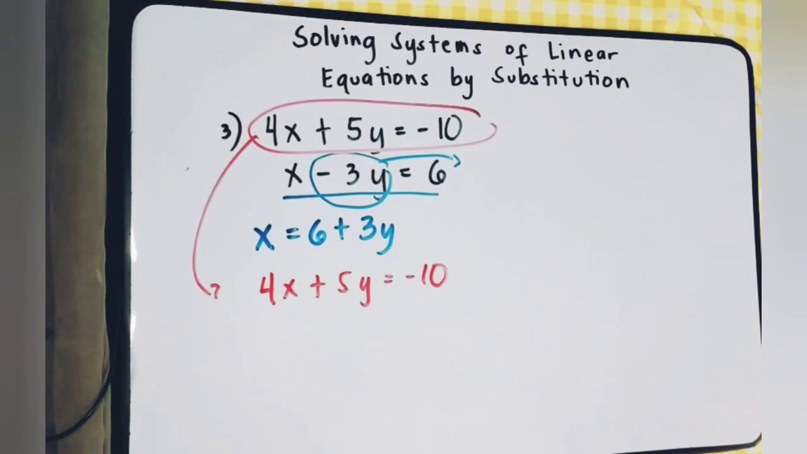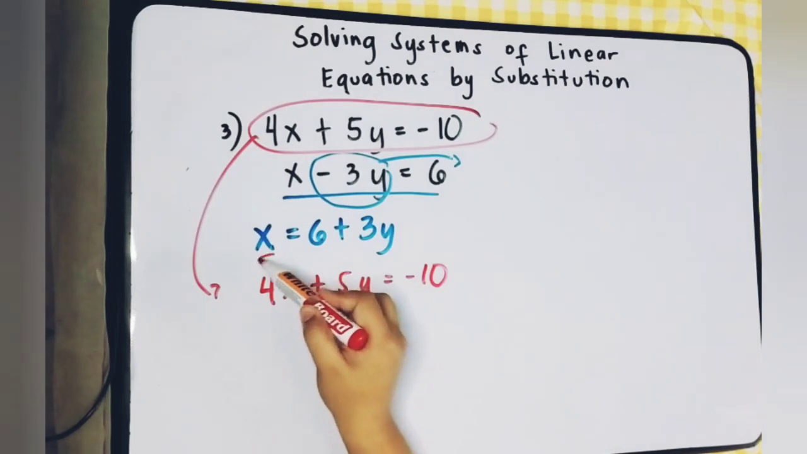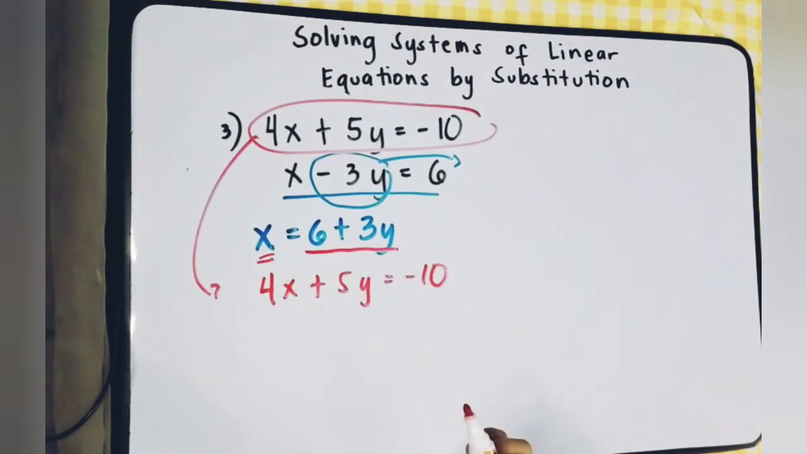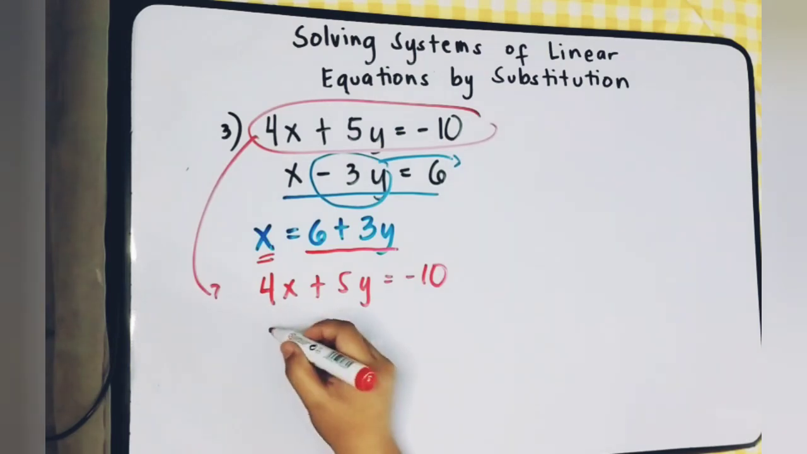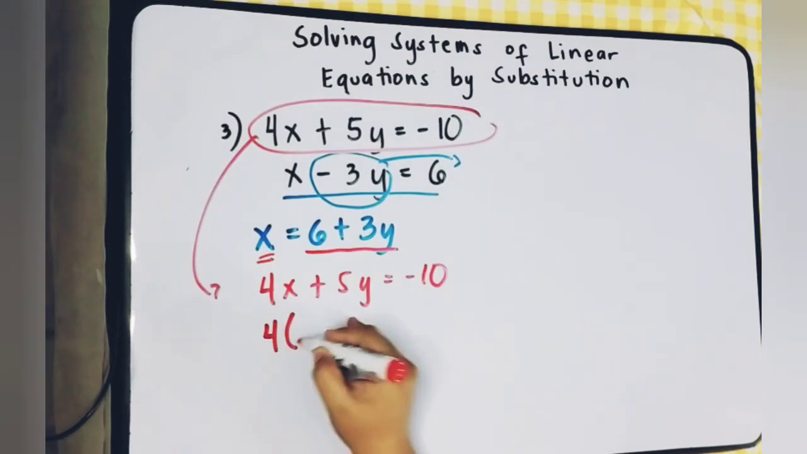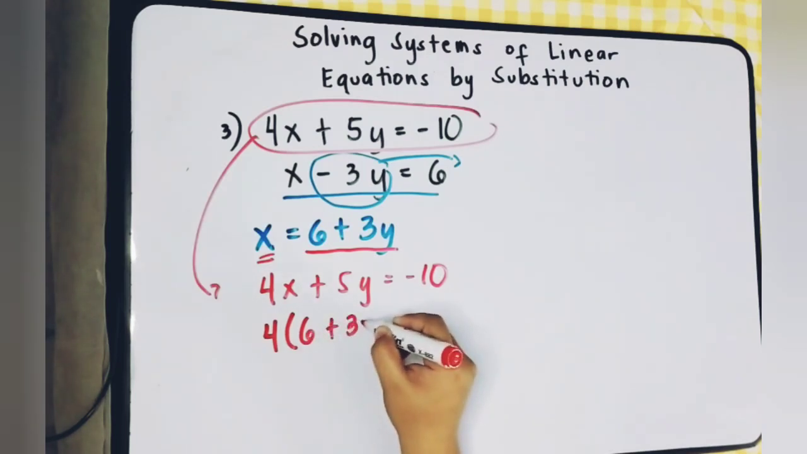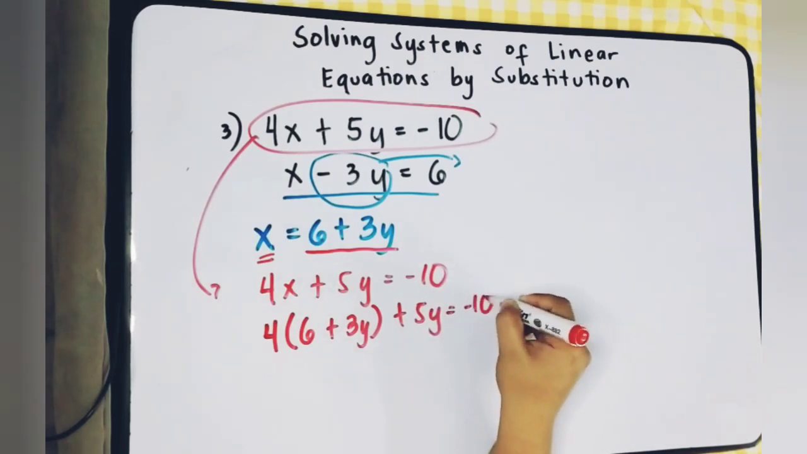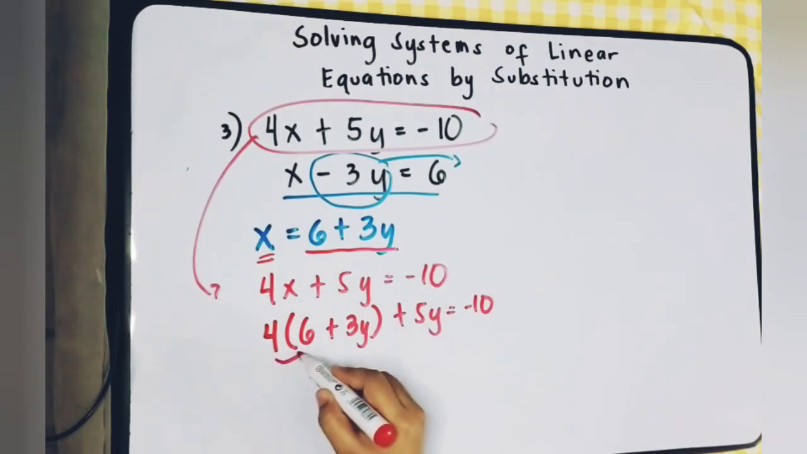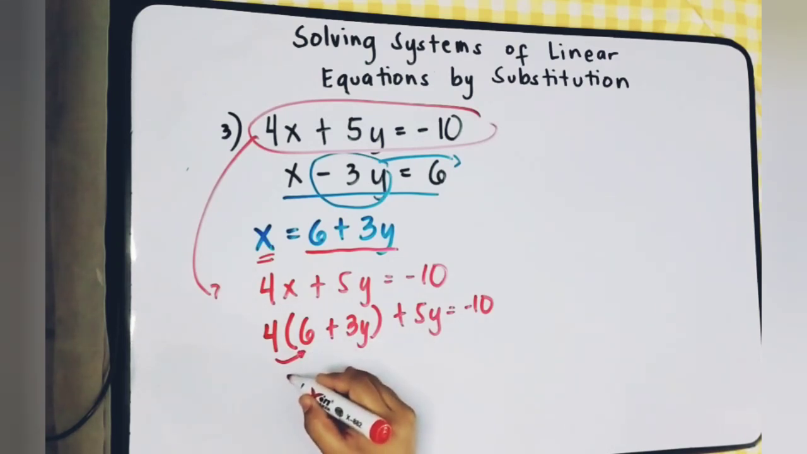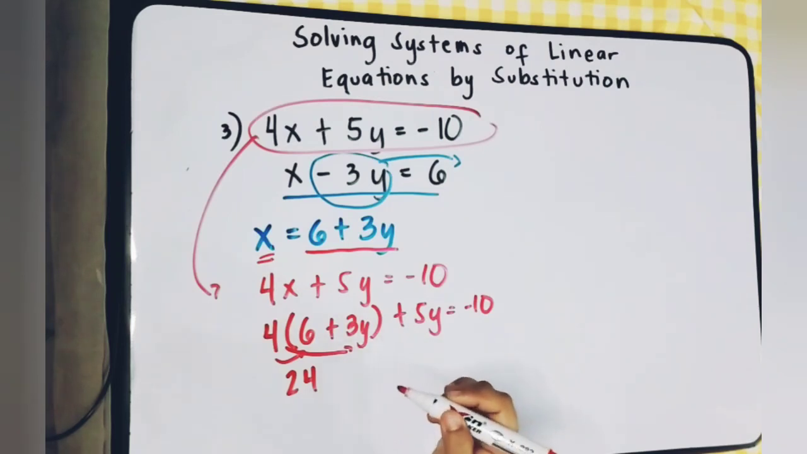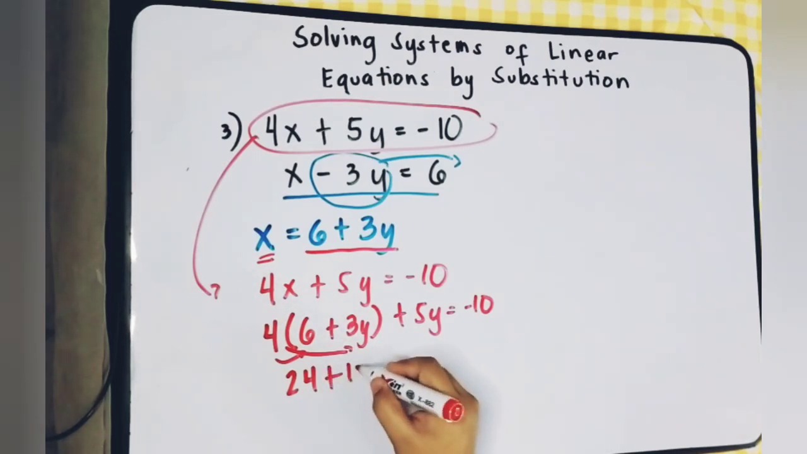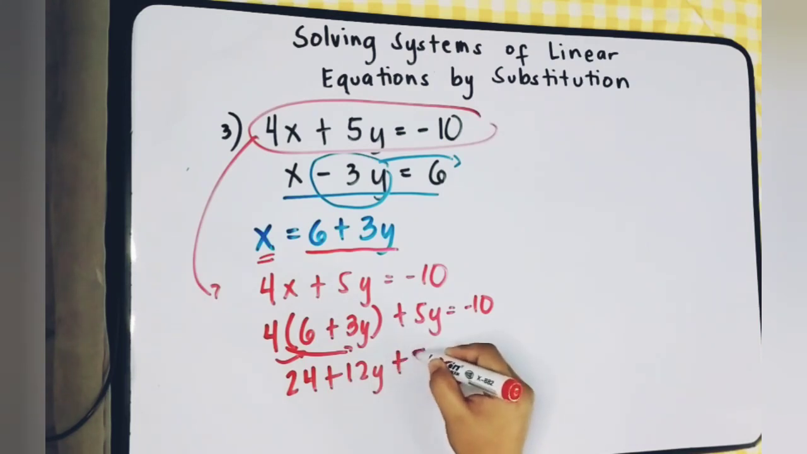So, we will now apply the substitution. Again, ano yung papalitan natin? Papalitan natin si x ng 6 plus 3y. So, using the first equation, copy 4. Then, instead of x, it will become 6 plus 3y. So, substitute. Then, copy the remaining terms plus 5y equals negative 10. Distribute 4 times 6. This is 24. 4 times 3. So, plus 12y. Then, copy plus 5y equals negative 10.